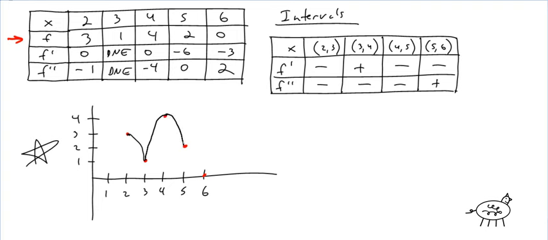Then between 5 and 6, it's still decreasing, but it's concave up. So that helps you draw it like that. Okay, that's what your graph looks like. So let's look at a couple different things here.